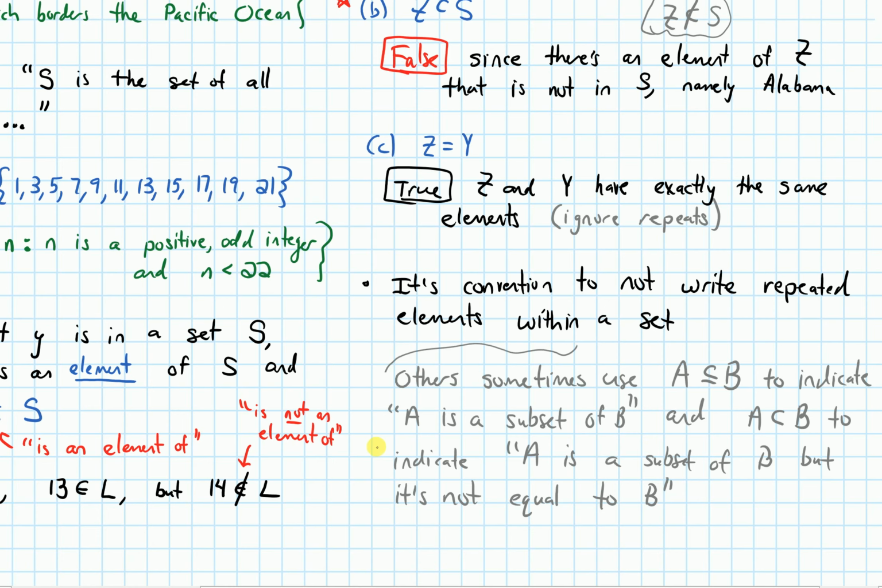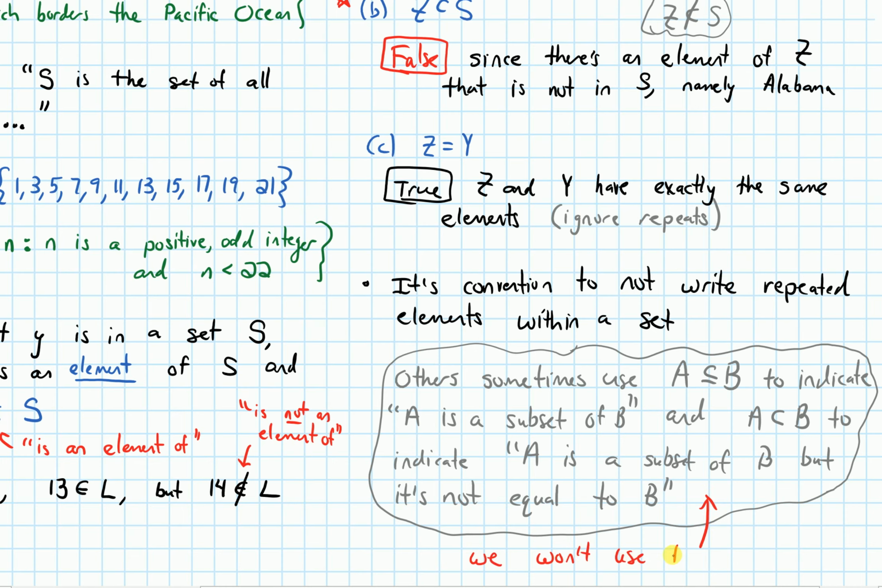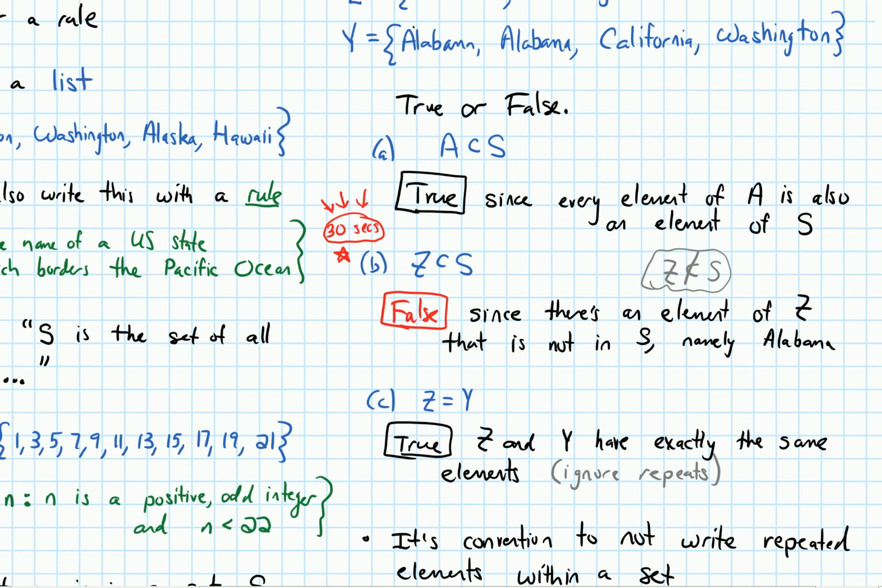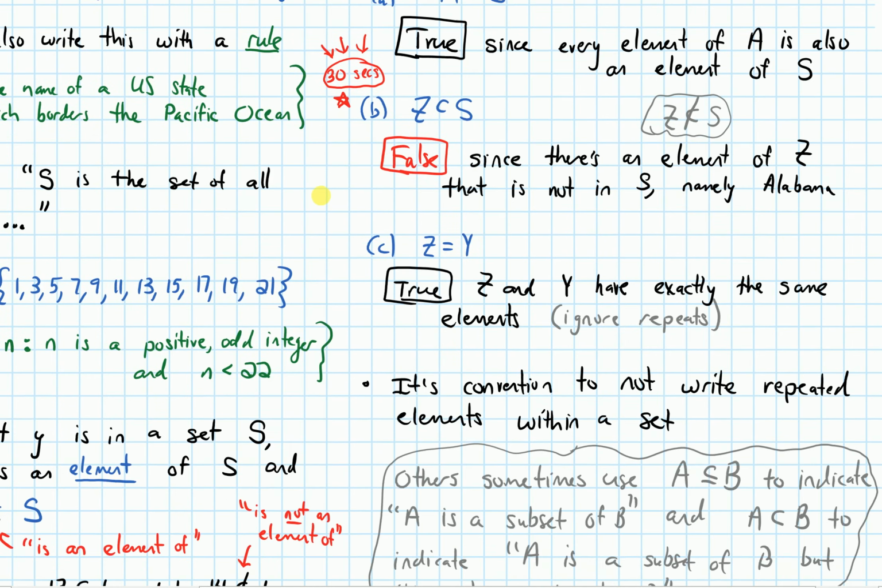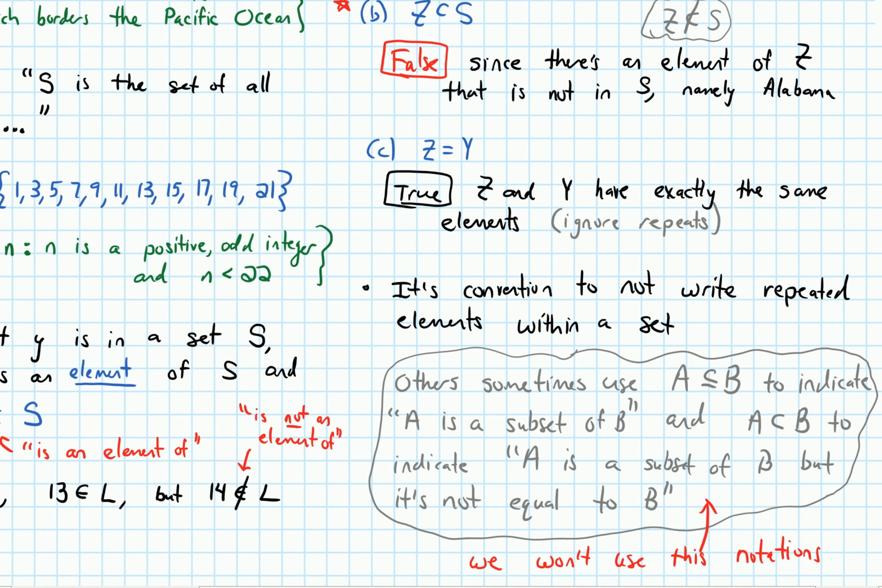So I'm going to put this in a little bubble just so that you're aware that there is this other notation to indicate subsets. But I also just want to note now that in our class we won't use this notation. So when you work out problems on your homework assignments and on your quizzes, I want you to use the notation that I introduced in the definition above without that line underneath to indicate a subset, and not this other notation that has the line underneath it.